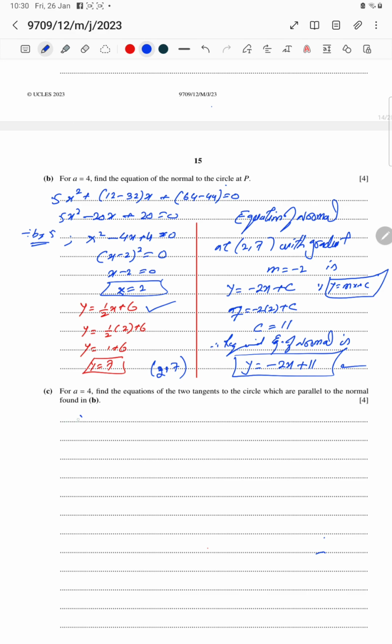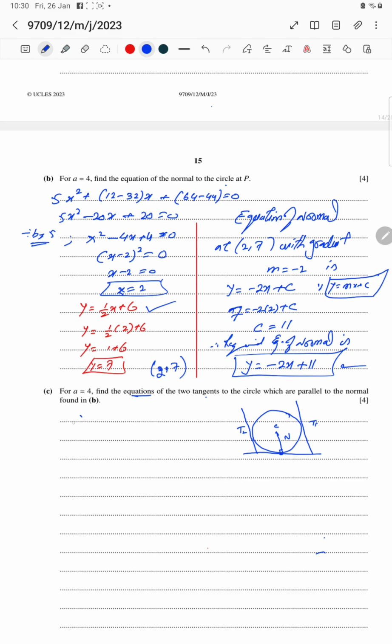Okay guys, now the final part of this question, part C. Find the equations of the two tangents to the circle which are parallel to the normal. Like here, we have the center (4, 3), this is the normal, and two tangents that are parallel. I can say these are parallel to the normal. This is the normal, this is tangent 1, this is tangent 2, and these are parallel.